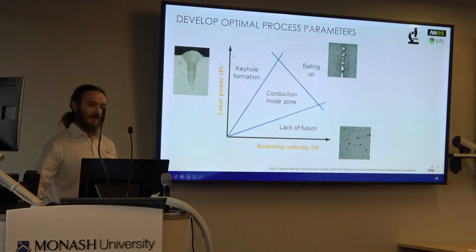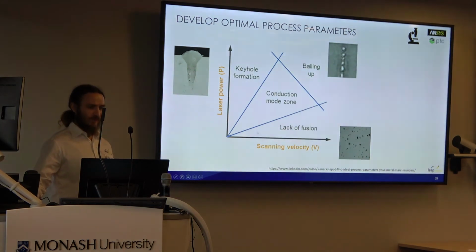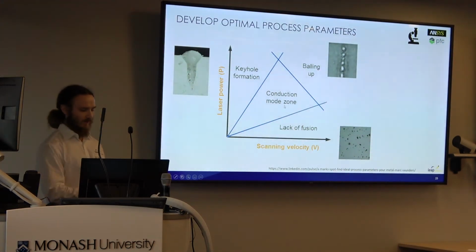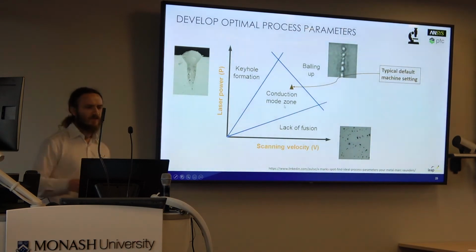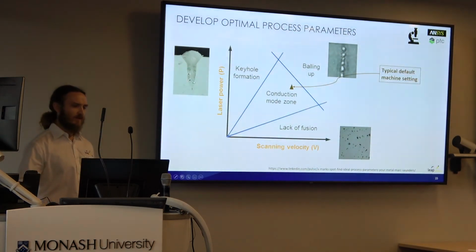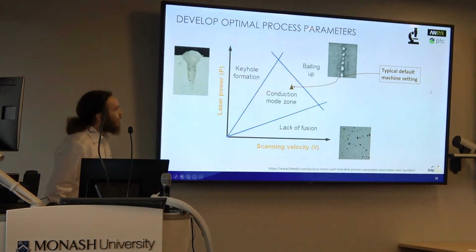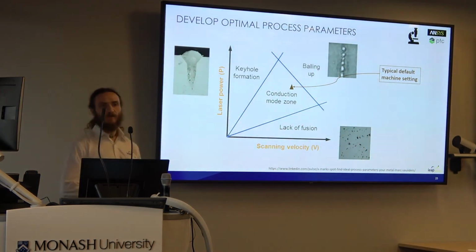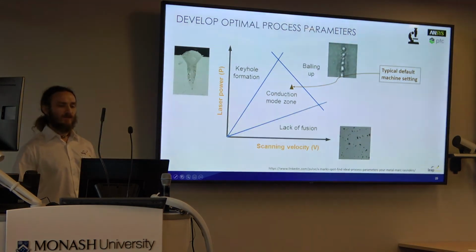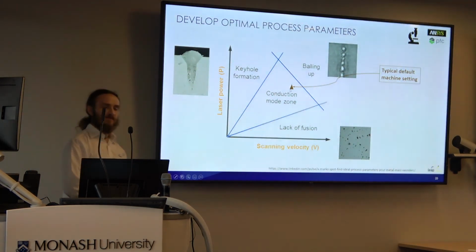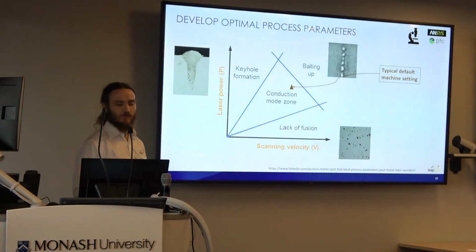So here we have our laser power and then our scanning velocity. If we run the printer at too low a power, we get a lack of fusion, especially at higher velocities. If the power is too high, we get keyhole formation, but somewhere in here we get a good process. So you can see what these look like. There's the keyhole formation, there's the balling up. A machine manufacturer will typically tell you to operate your machine somewhere in here. So there's your point, to run your machine at that process parameter, and all will be well.